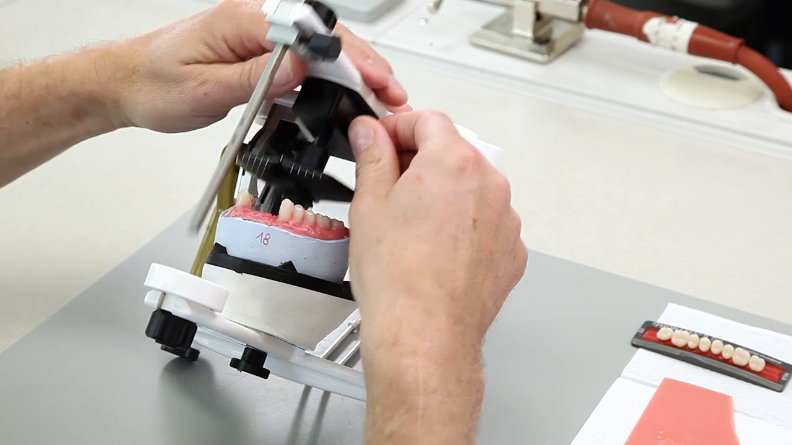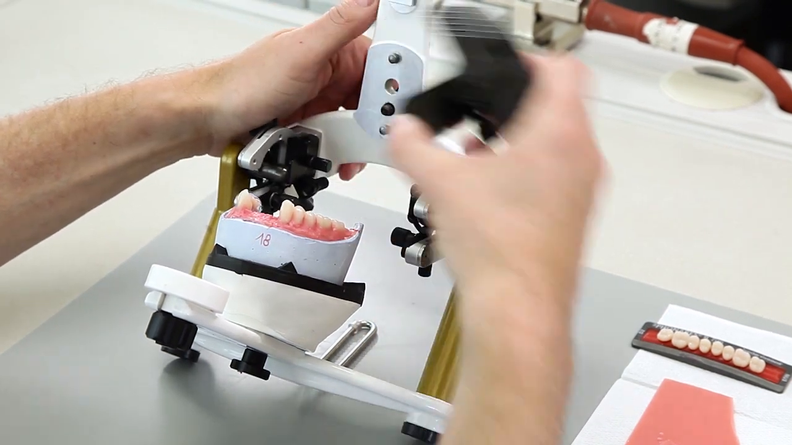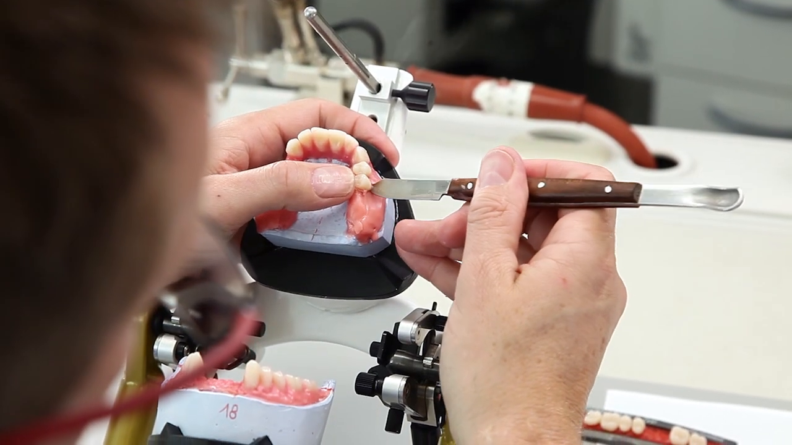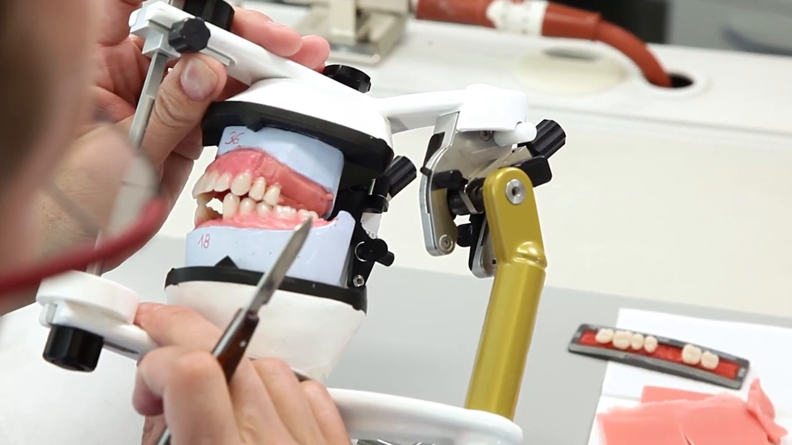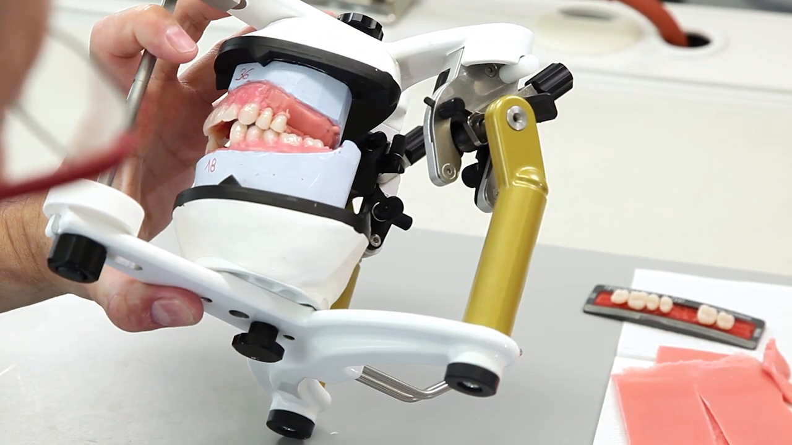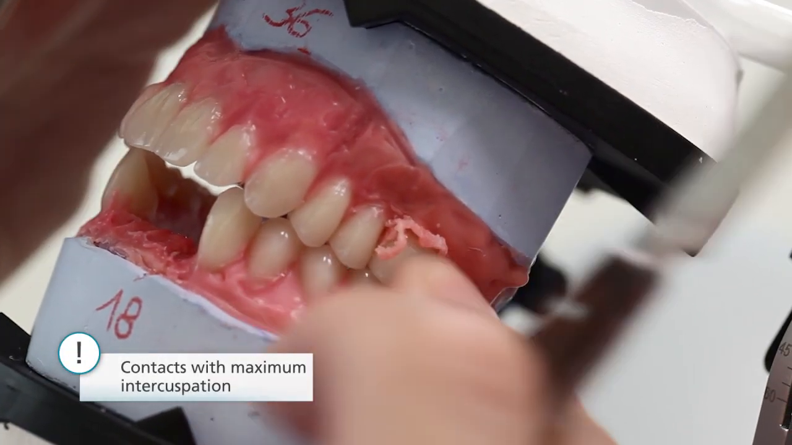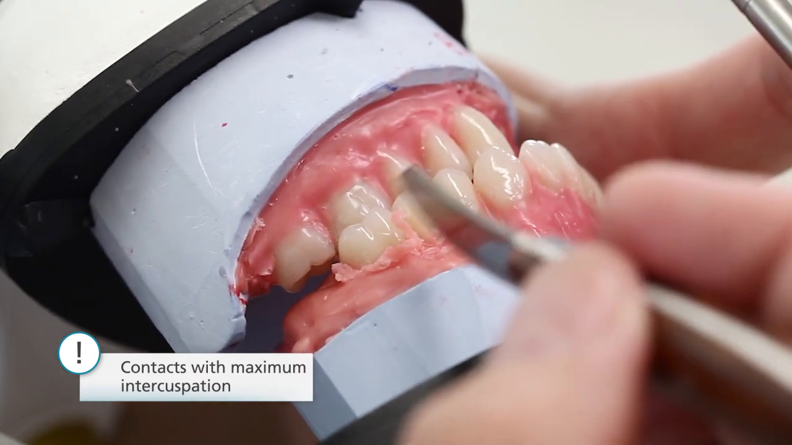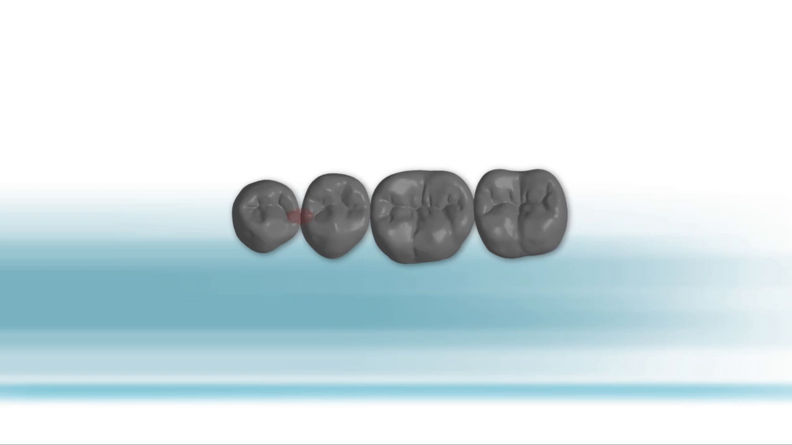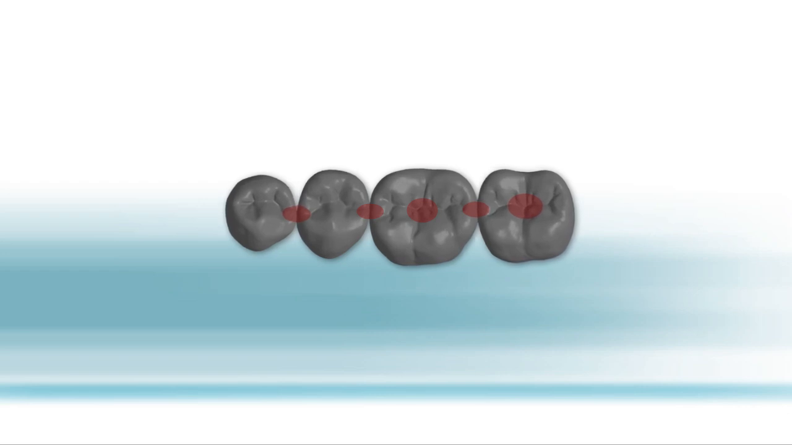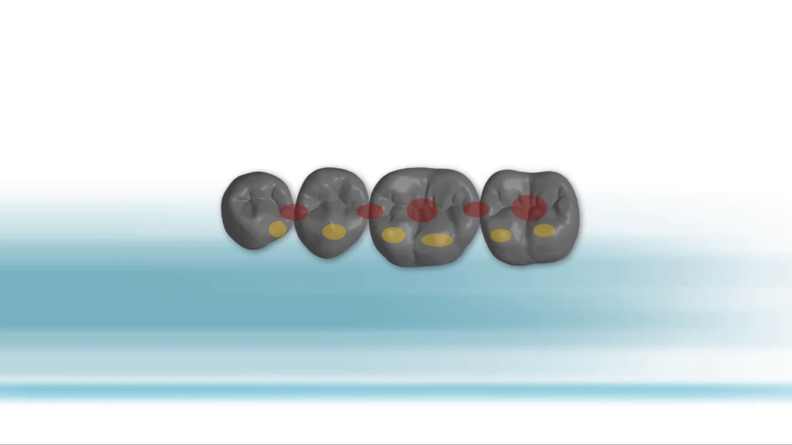Remove the setting up template and mount the maxillary model. Set up the posterior teeth of the upper jaw in accordance with a normal bite situation in a one-tooth to two-teeth relation to the lower jaw. When the teeth are set up correctly, the primary contacts in the centric position are located in the central fossae as well as on the marginal ridges. In the mandible, the type teeth are supported by a secondary contact area on the buccal cusps.